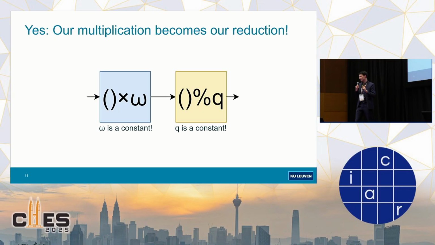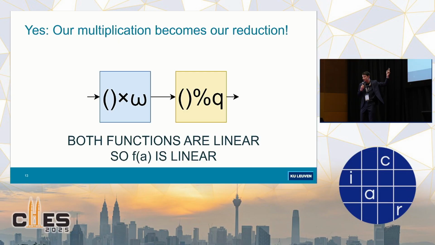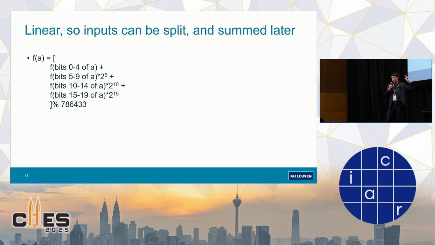All right, how do you do this? Well, first of all, you must realize that if you're doing an NTT, all your twiddle factors are constants, and your modulus is a constant. Both these operations can be written as a function where you take an input, multiply by your twiddle factor, and do modulo q. So it's a 20-bit input, if you're working with a 20-bit modulus, and a 20-bit output function. And this is a linear function, because multiplying by something is linear, and doing modulo something is linear. So you can split it up into smaller functions.